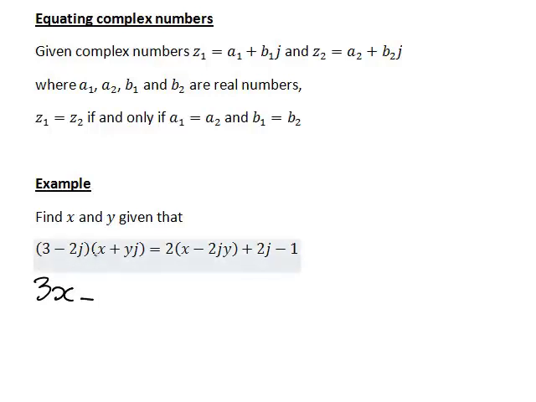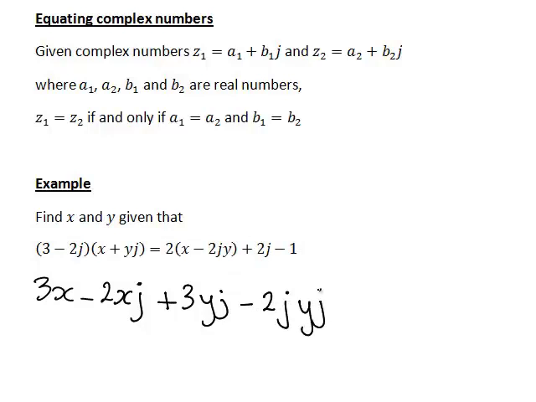For consistency, when I'm writing this out so it's tidier to simplify, I'll put the j at the end, so that'll become minus 2x times j. Then plus 3 times yj, so 3yj, and minus 2j times yj, so that will become minus 2jyj, and I'll put those j's together at the next step. And on the other side, expanding that first bracket, 2x minus 2 times 2 will be 4 times y times j, plus 2j minus 1.